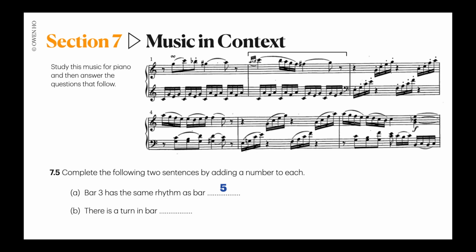Sentence B. There is a turn in bar something. If you remember how a turn looks like as an ornament, you should quite quickly see that there's actually a turn in bar 1, and that's the answer. And this is it. You have just finished the Grade 5 Music Theory course. Congratulations!